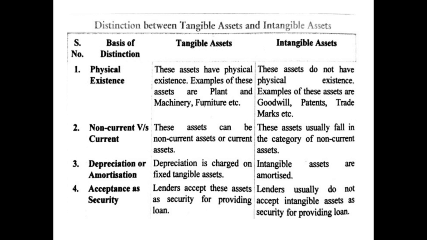And the last difference is on the basis of acceptance as security. Lenders accept tangible assets as security for providing loan, but lenders usually do not accept intangible assets as security for providing loan. So these are the differences between tangible assets and intangible assets.